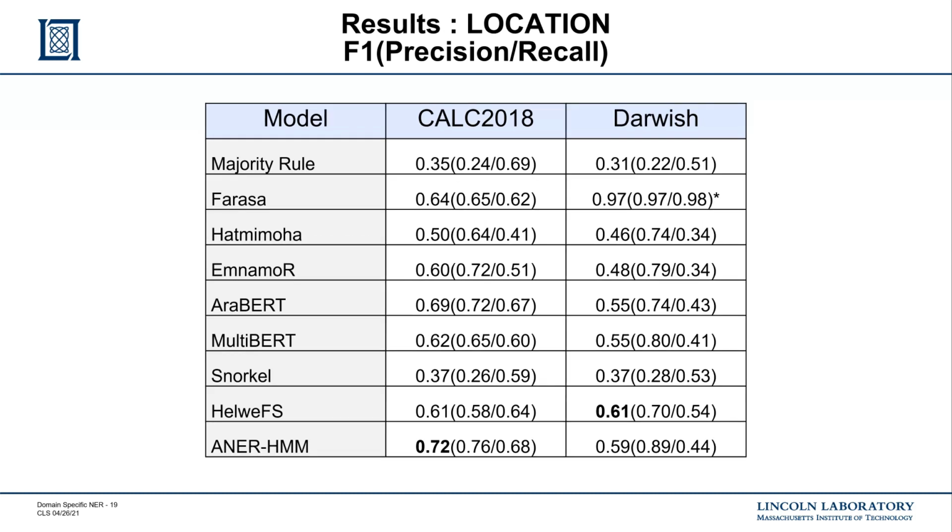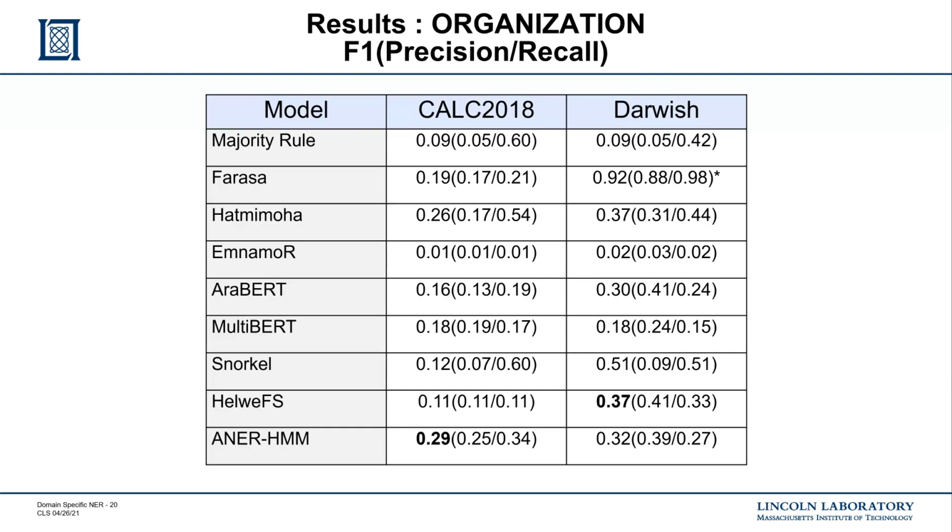The next one is the performance on the location entity type. Similar story for majority rule and Snorkel, even though they both do better on this particular entity type. We outperform Helwe's approach on the Calc dataset, but not on Darwish. And lastly, the organization entity type tends to be the hardest of the three types to recognize. There we outperform Helwe on the Calc dataset, but not on Darwish. So those are our results.